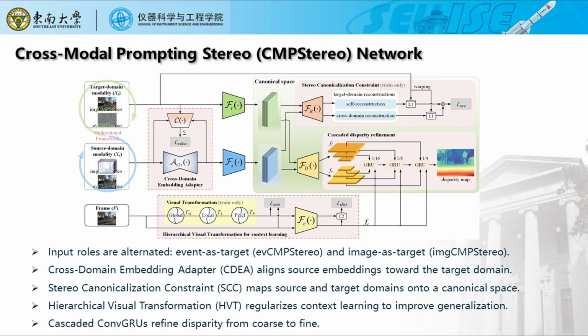Finally, after constructing the cross-modal matching representation, we use cascaded conv-GRU modules to progressively refine the disparity map from coarse to fine. This coarse-to-fine refinement strategy allows the network to recover more accurate disparity details.